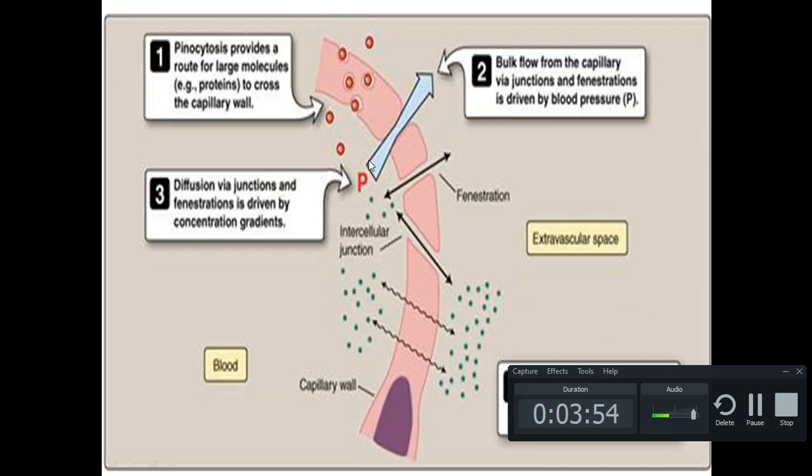So this is how the diffusion occurs. For the larger molecules, for example, the protein molecules, they move from one side, from the blood, for example, to the interstitial space by the process of pinocytosis. Now the bulk flow occurs from the capillaries via these junctions present between the cells, and that is driven by the blood pressure inside the capillaries. And then this diffusion also occurs because of the concentration gradient. So if there is more concentration gradient on one side, then that substance will move to the other side.